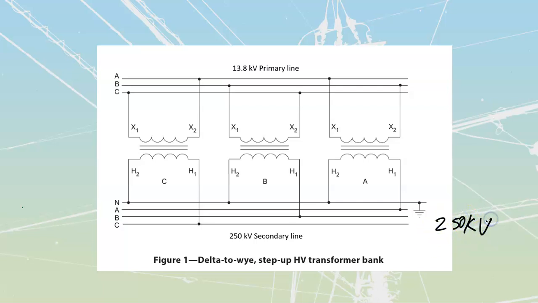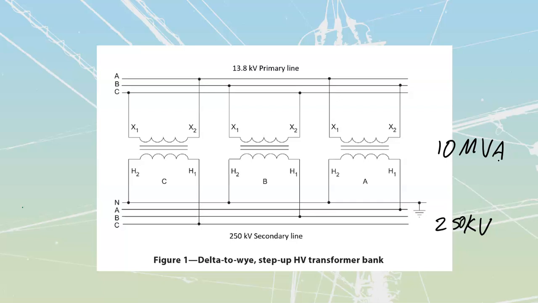50 kV, 250,000 volts over there. And then each of these transformers is going to be rated at 10 MVA, 10 million VA, that we are going to have for each of these. Okay, well, if we've got all of this over here, we can start to make our transformer calculations.